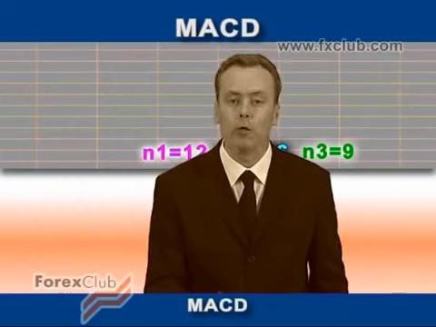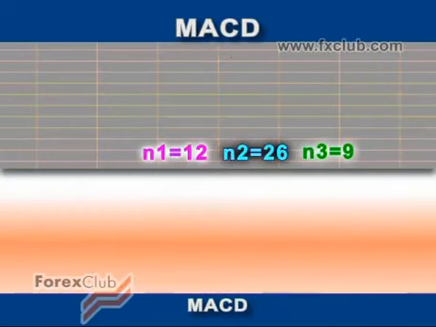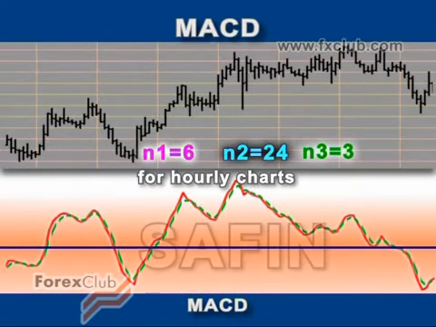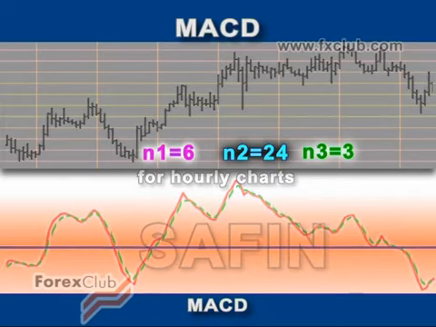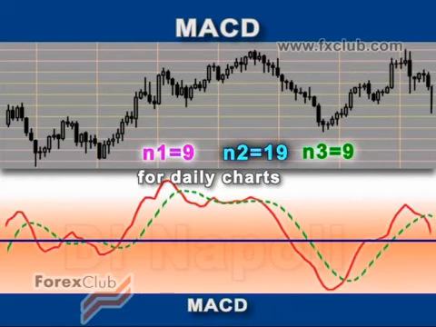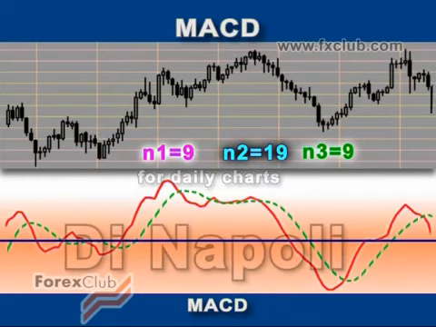Of course we can experiment with the time period, but please note the selection of the time periods depends on the time scale of the price chart. For hourly charts, the values N1 equals 6, N2 equals 24 and N3 equals 3 can be applied, as proposed by Benjamin Safin. For daily charts, in addition to the previously mentioned values, the values 9, 19 and 9 can be used as per the famous trader Di Napoli's recommendation.